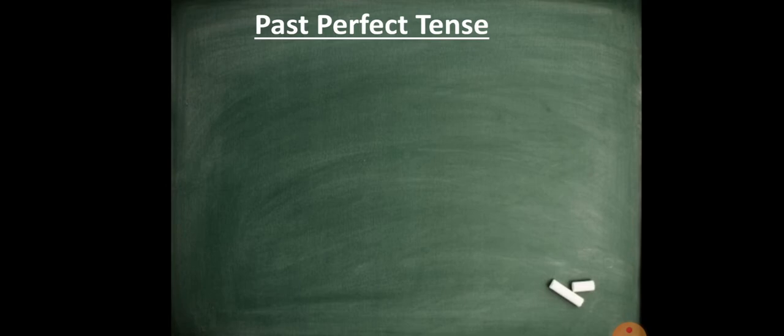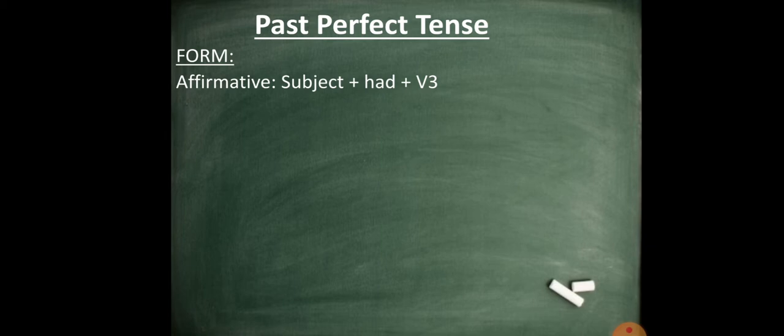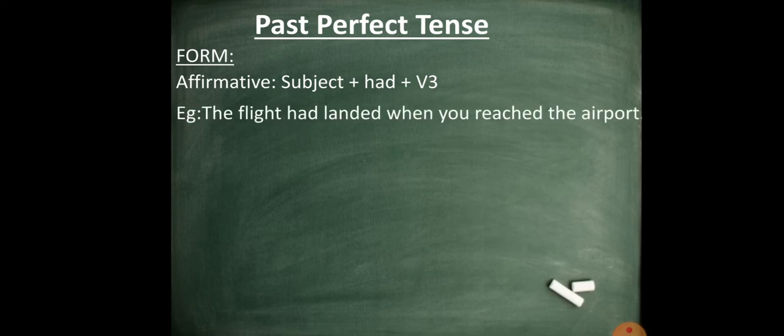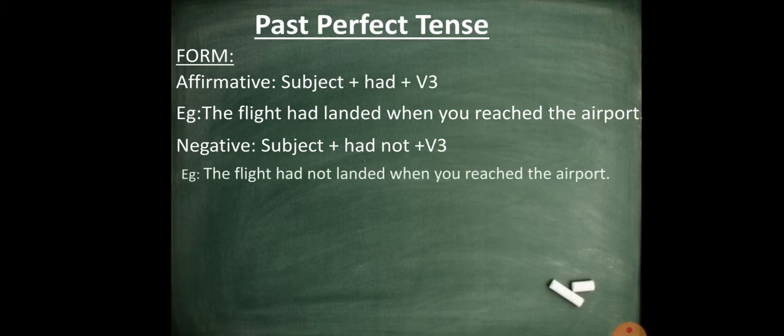Now let's come to the formation of past perfect tense. In past perfect tense, the affirmative sentence is formed by placing had before the third form of the verb. Example, the flight had landed when you reached the airport. The negative is formed by putting not after had. That means subject plus had not plus V3. Example, the flight had not landed when you reached the airport.